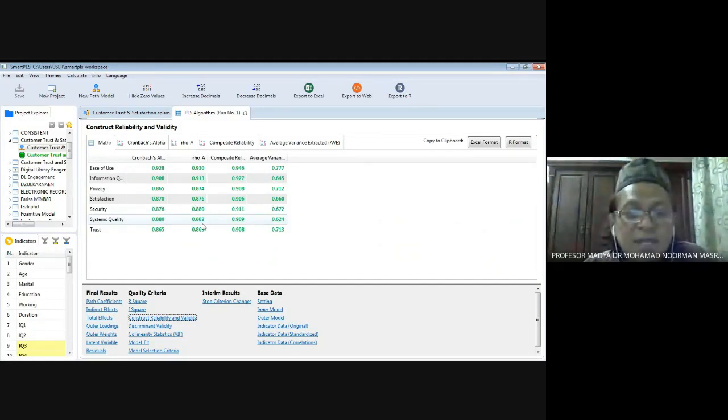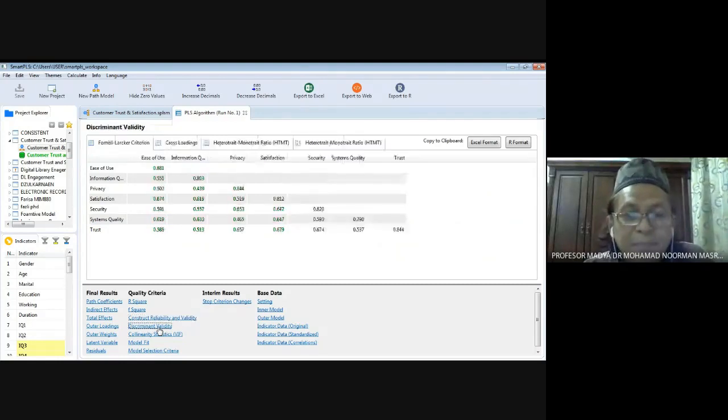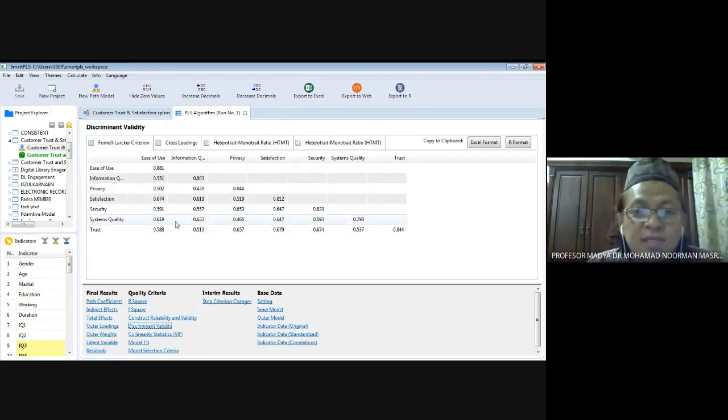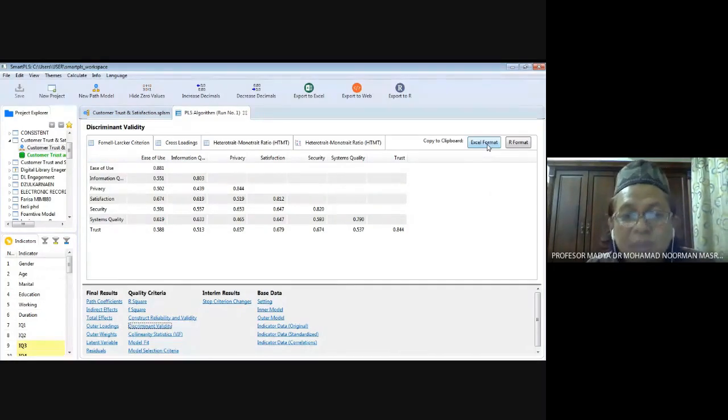As for discriminant validity, you click on that tab, and then you can see this output, the Fornell-Larcker criterion. How are you going to take this table? You just click on Excel format, paste onto your Excel, and from the Excel you copy and paste onto your Word. For the whole table, if all the values are above the other values, then discriminant validity can be assumed.